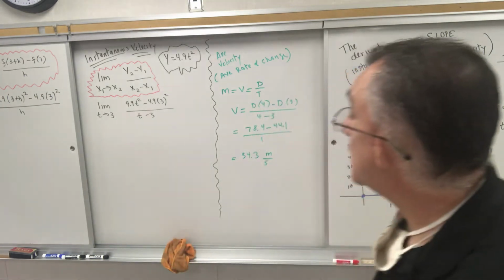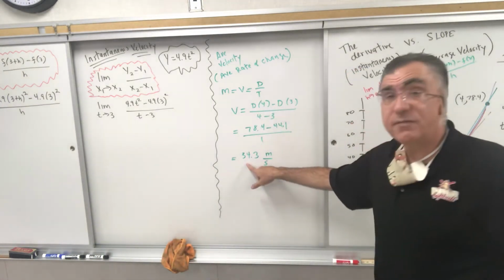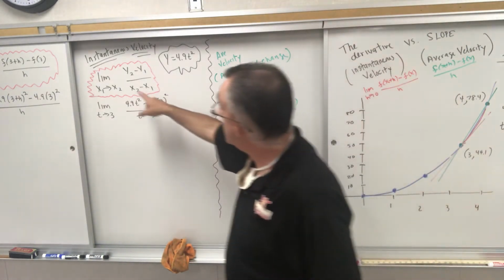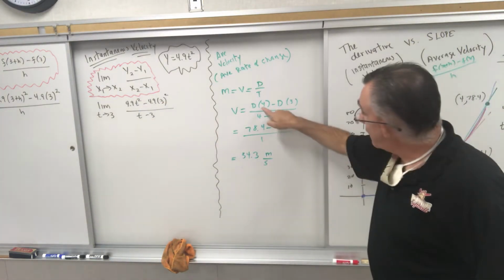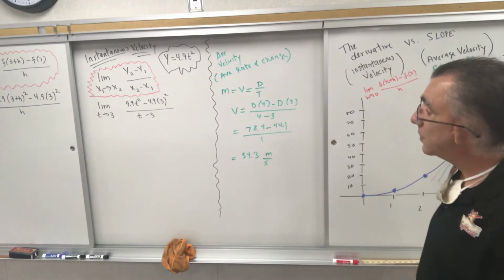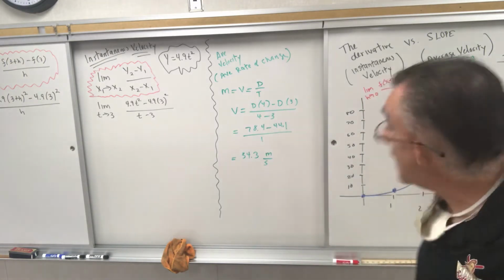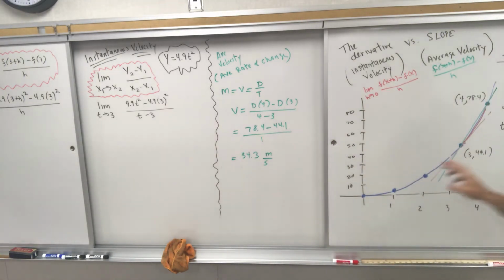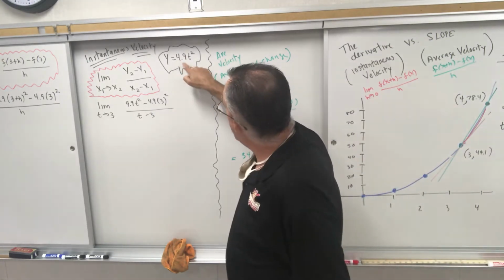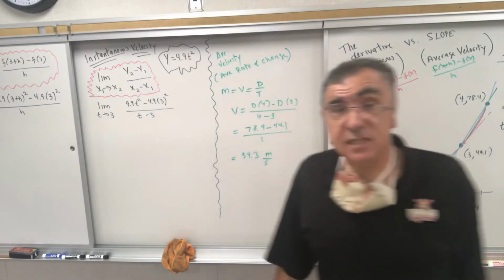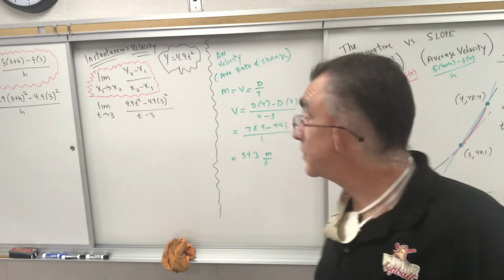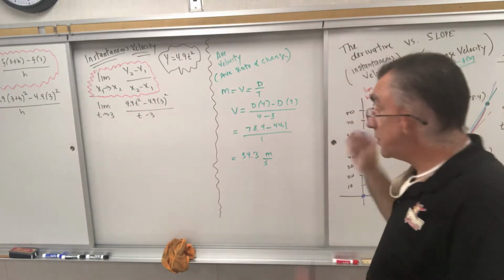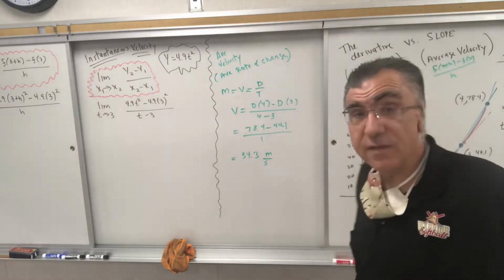So let's say I don't want the average speed. I want to know the instantaneous speed. Now remember, all I have to do is let that 4 get close to 3. And remember, we established that the distance here is 4.9 t squared. If you're in physics, you've probably seen the 4.9 t squared before, but don't worry about it if you haven't.